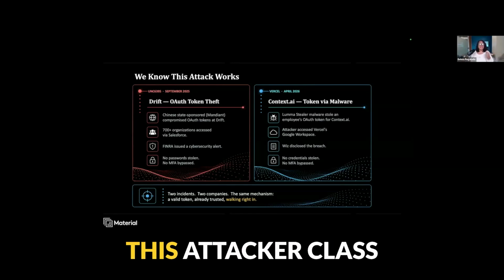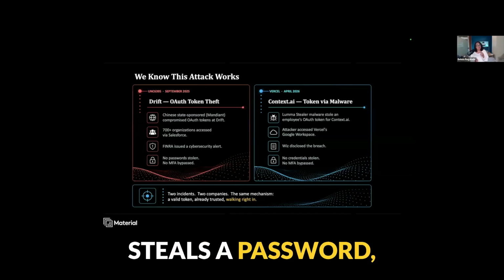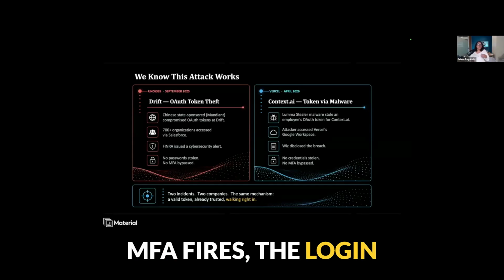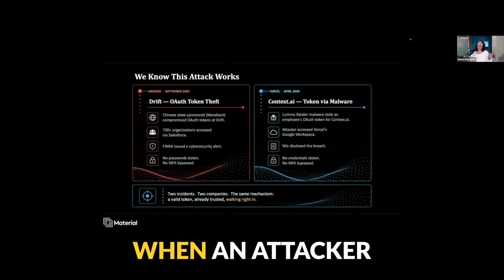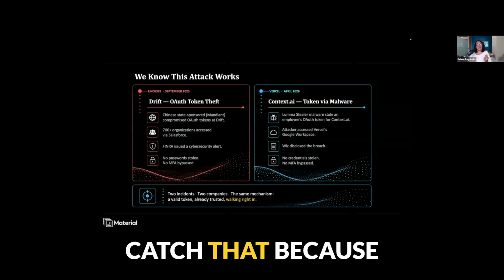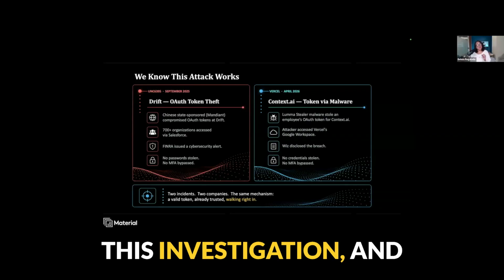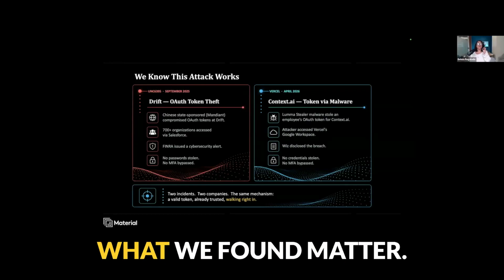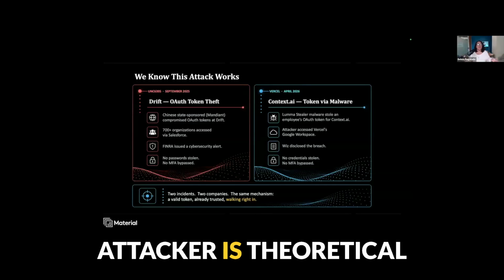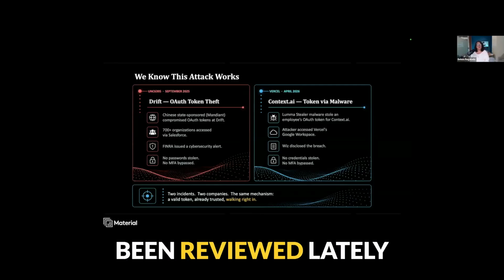The environment had no way to distinguish between the real user and the attacker holding their token. That's what makes this attacker class fundamentally different from credential theft. When an attacker steals a password, your controls have a chance to catch them. MFA fires, the login looks unusual, something trips. When an attacker steals an OAuth token, your controls were never designed to catch that, because the trust decision was already made. That's why we started this investigation. And that's exactly why what we found mattered. Because the question isn't whether this attacker is theoretical anymore. It's whether the trust decisions already made in your environment have been reviewed lately.